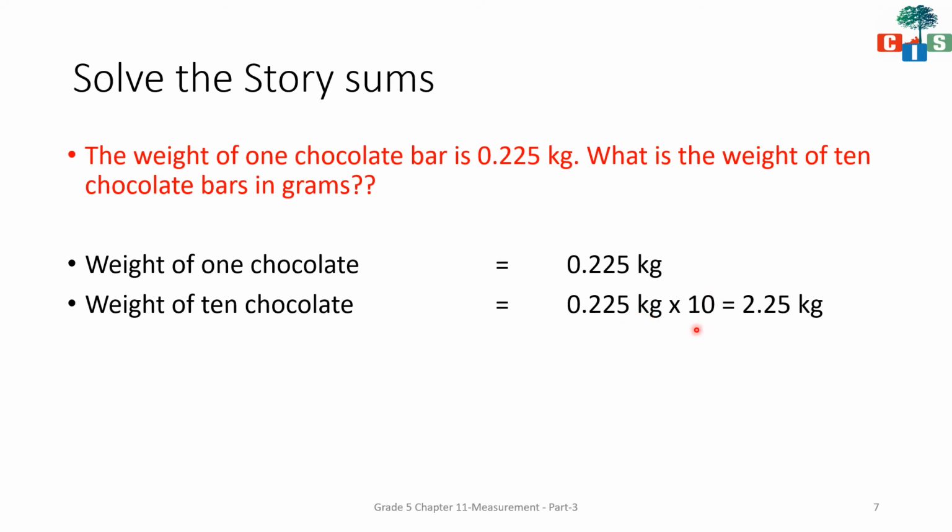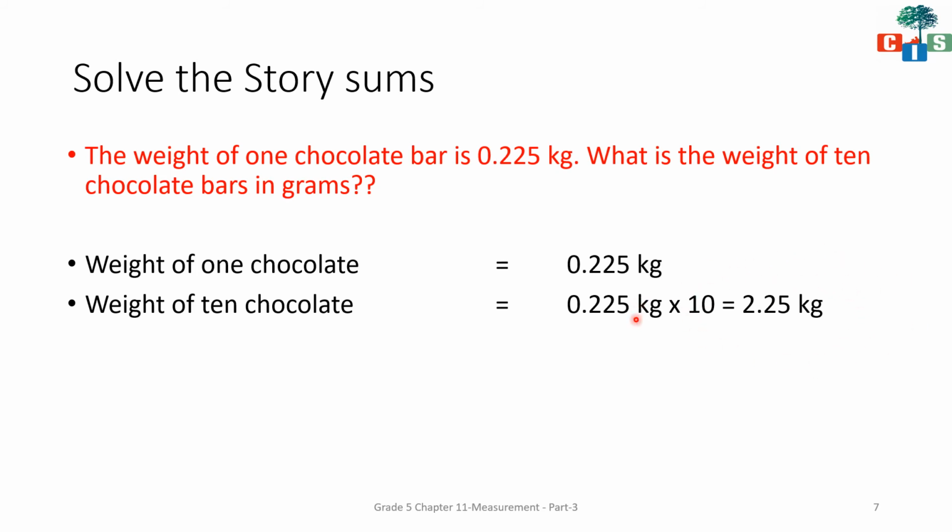Okay, so here comes the multiplication by 10. Since here we have 1 0, we will shift this decimal point to its right by one digit. This decimal point which is between 0 and 2 will shift to its right by one digit and it will come between 2 and 2. So the weight of 10 chocolate bars is 2.25 kgs. Okay, here we have got the answer in kgs.